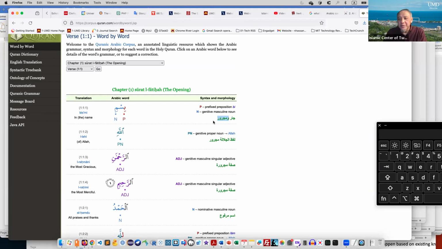Majrur, that's the word we're studying today. Bismi: ba, the preposition, and then the isim, ism, ismi. Same with this one, bismi, and then Allahi.